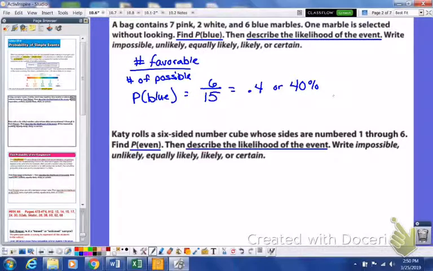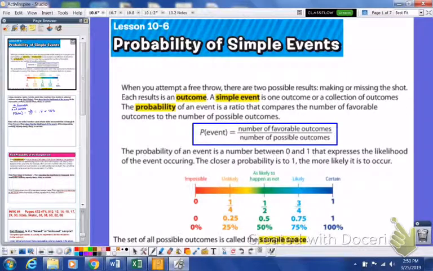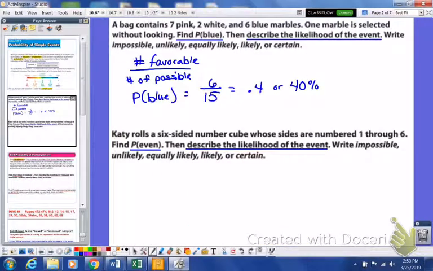If we then look back at our chart here, 40% would fall down here. So we would label that as unlikely. Now note, guys, if we ask for the probability, we're not looking for the words, we're looking for the numbers. Please make sure you're reading the question.